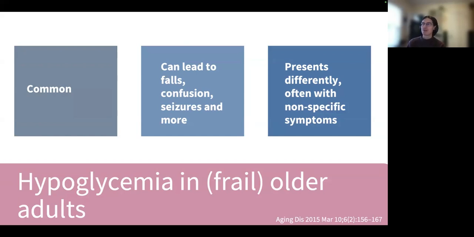Also, in frail older adults, hypoglycemia often presents with non-specific symptoms like weakness or dizziness or confusion, which means it doesn't always even get recognized. So it could be happening on a repeated basis without getting detected. So we want to do everything we can to just avoid it in the first place.